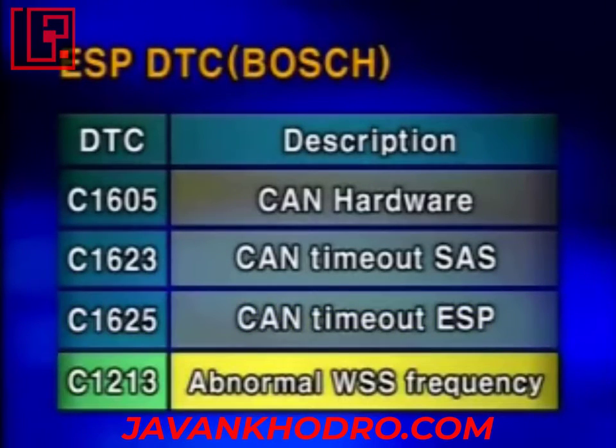The particular wheel error cannot be detected. However, if any one wheel sensor among the four does not satisfy the threshold, the C1213 wheel sensor error code will be stored.